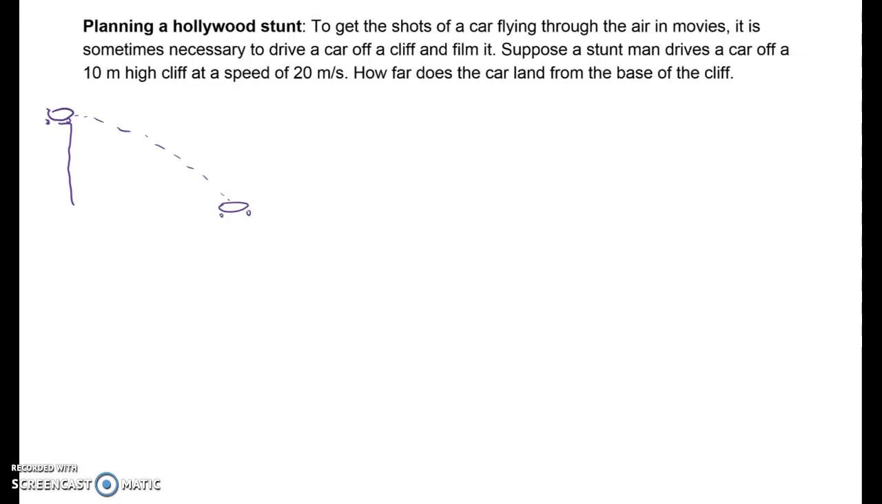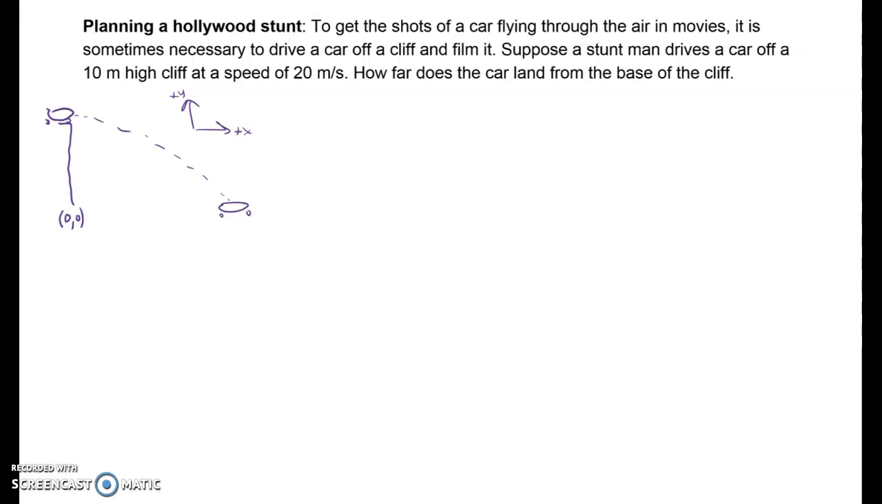Just for convenience's sake, I think it'll be convenient to call the base of the cliff and where the car kind of starts as our 0, 0. And let's set up our coordinate system so that positive y is upward and positive x is rightward. Again, you're free to call your zeros and your positives in whatever direction works for you. It'll affect your initial condition values.